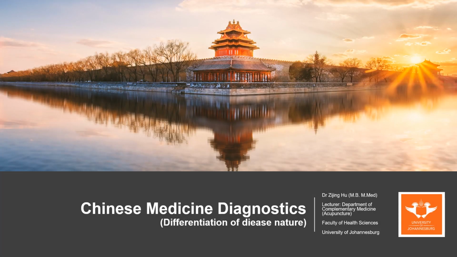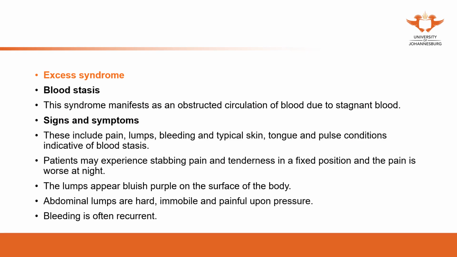Today in class, let's continue the discussion on blood disorders. In the previous video, we introduced two blood deficiency syndromes, blood deficiency and blood collapse. In this video, we're going to continue the discussion on blood disorders. In the excess syndromes, we're going to introduce three common syndromes: blood stasis, blood cold, and blood heat.